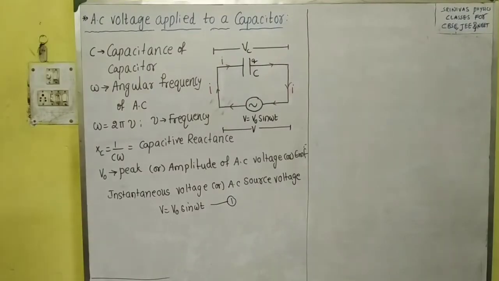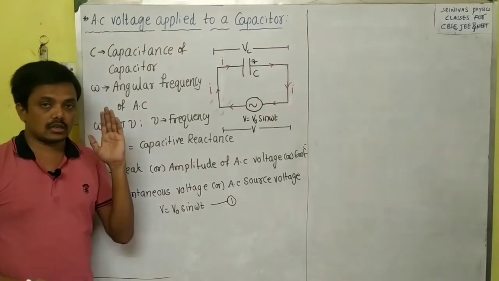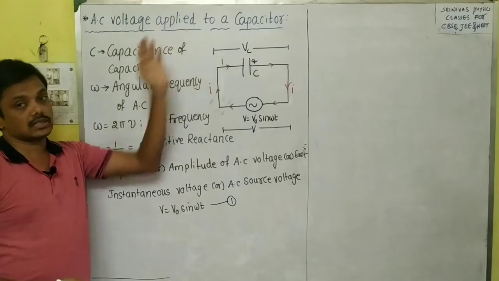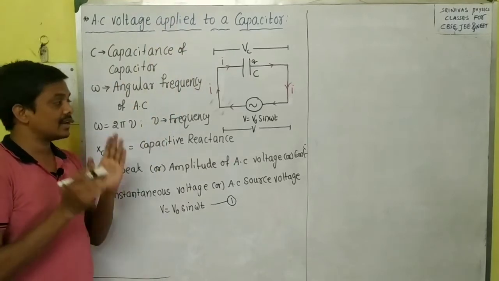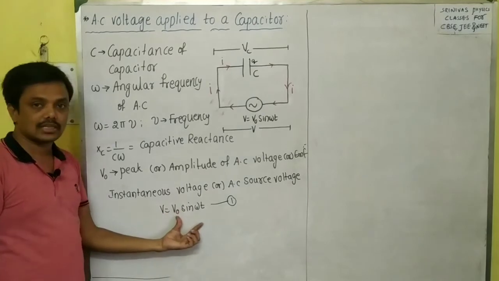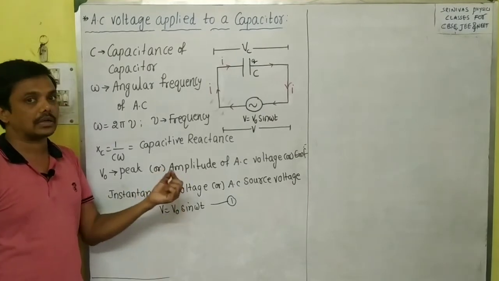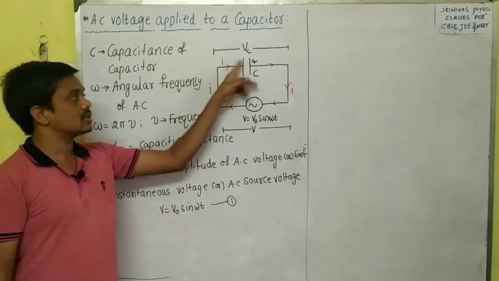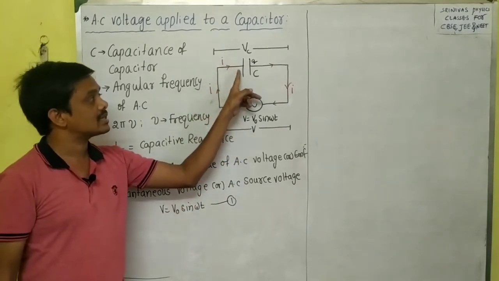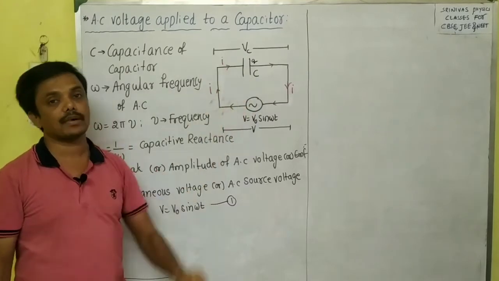In every case, AC applied to the resistor or inductor or capacitor, three cases we are discussing, we took the AC source voltage as fixed like this, and every time we derived the current equation. Current through the resistor we derived, current through the inductor we derived. Now we are going to derive the instantaneous current that passes through the capacitor.